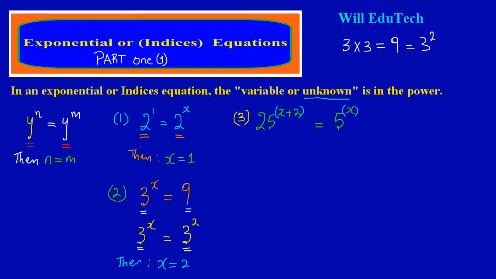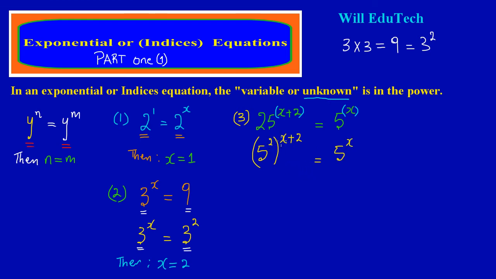Now basically what I'm saying, my friends, is I notice I have a 5 on this side, so I'm asking myself, can 25 be written as a base 5? I'm trying to reduce the bigger number to the lower base, okay? So we know that 25 is the same as 5 squared. So I can just simply put that in a bracket, 5 squared, and I have my power on the outside, x plus 2. So now this is equal to 5 raised to the power of x.